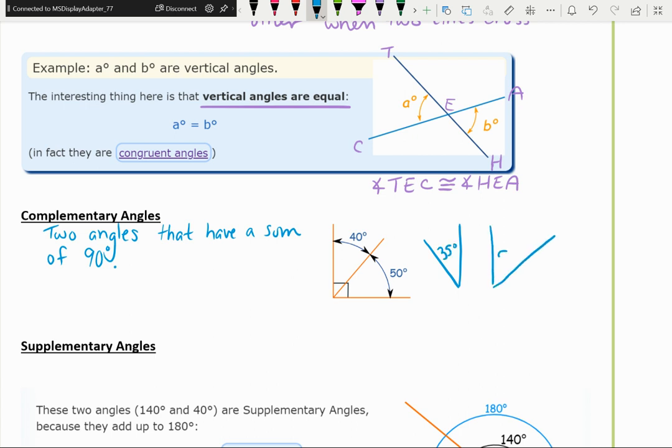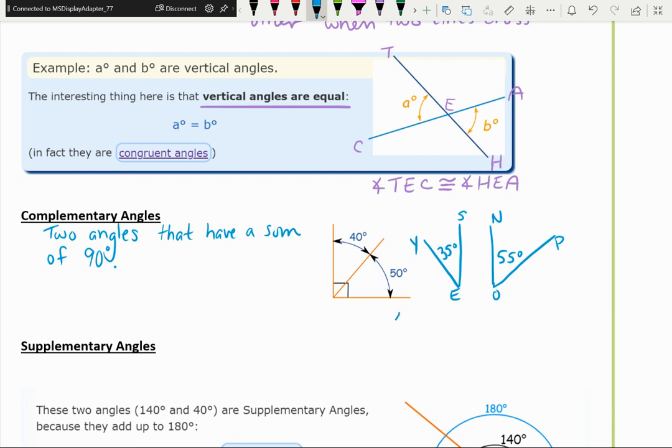So here's a different example. And I'm going to give these some letters so we can write another sentence. So complementary angles could share a side or not. And these angles are not equal, but they do add up to 90 degrees.